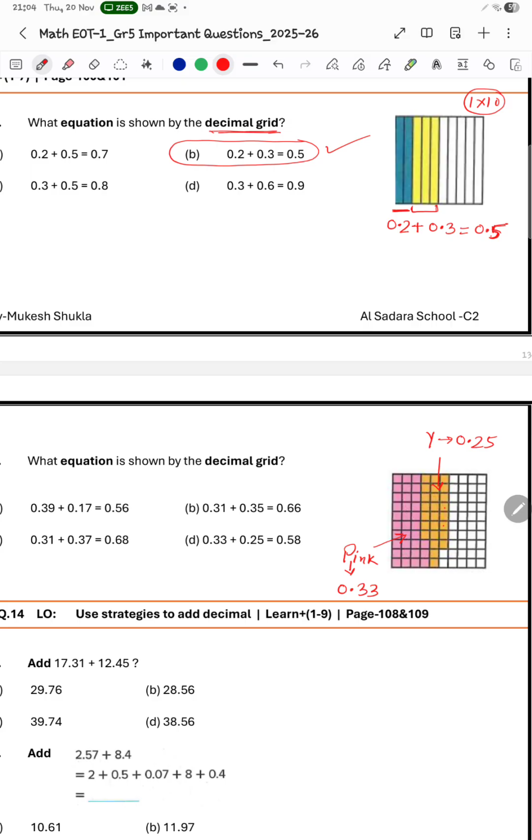Since there are two colors used in the single grid in continuation, the answer will be the addition. So 0.33 plus 0.25 will give you 0.58. So according to this, option number D is the correct one. Okay, so these are quite easy questions, and you can just give the answer by looking at the picture.